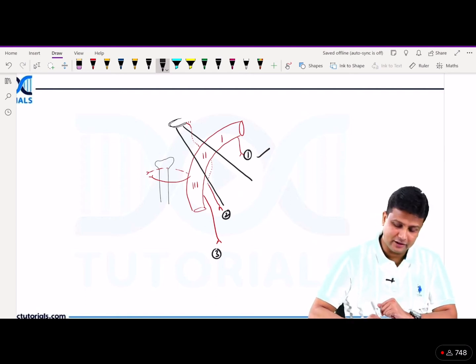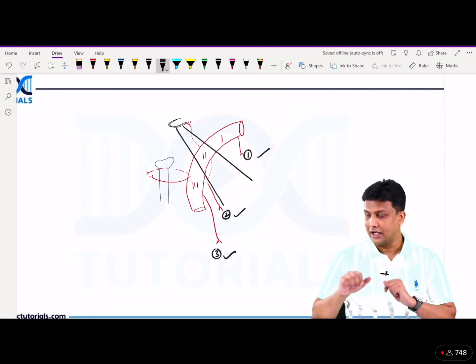And the second one here is the lateral thoracic artery. And the third one here will be the subscapular artery. I hope you're getting it, my dear friends.